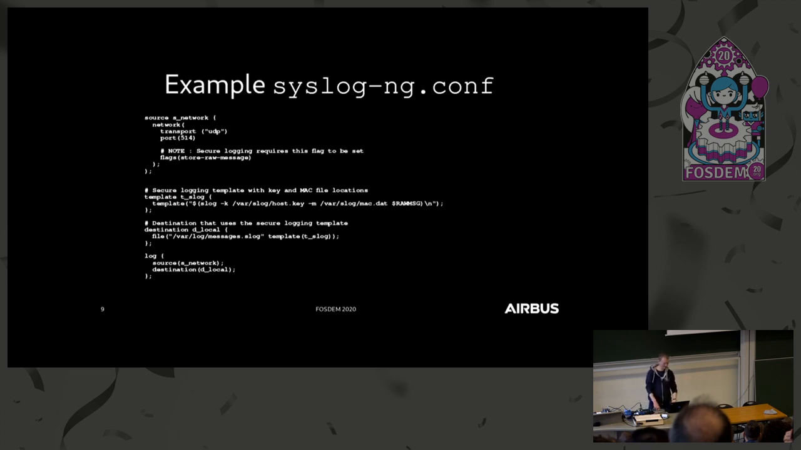In order to get that macro filled, you have to add this particular flag, which is called flags store raw message. Because syslog-ng, by default, parses everything that it receives at the source into a syslog-conformant message. And for encryption, we don't want that. So we want the raw message to be also encrypted. So that's why we added here the raw message. And that's it. And then we have a log entry. You see it here. The source is just the network, and the destination is our local log file. So this is everything that we need to do in order to work with our code.